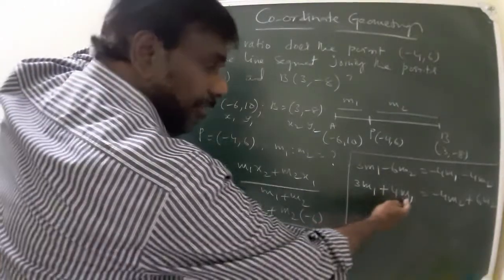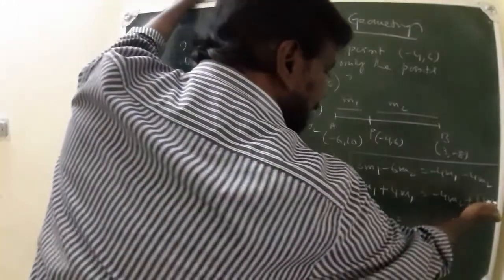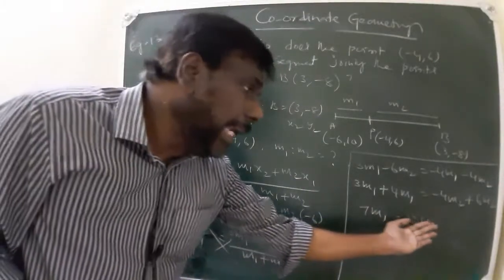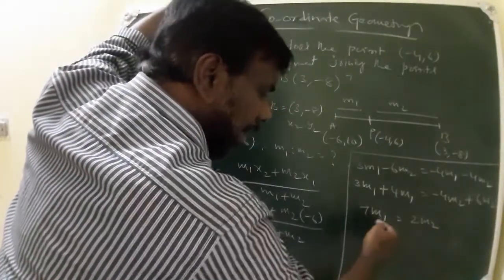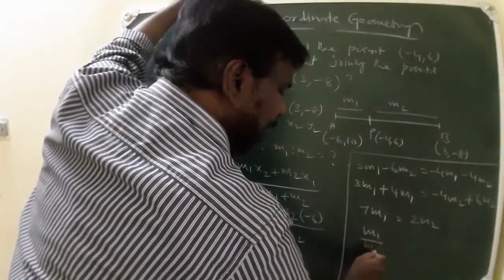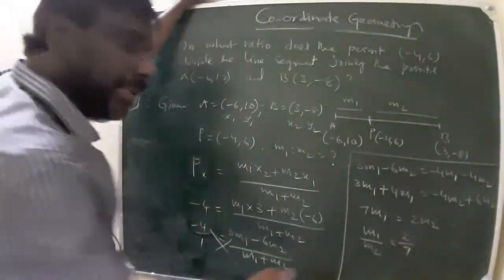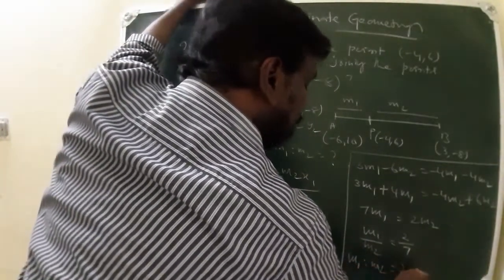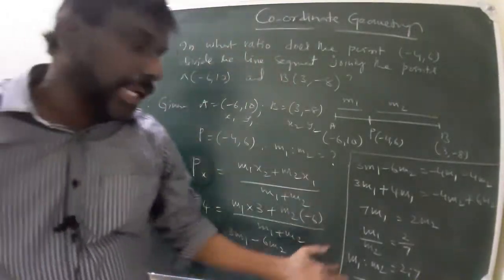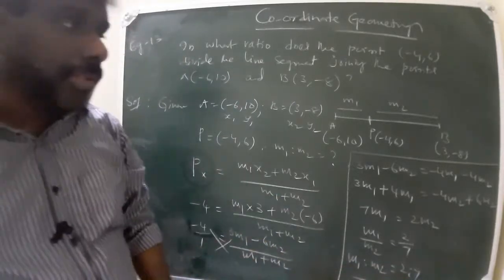Now simplify. 3M1 plus 4M1, 7M1. 6M2 minus 4M2, 2M2. Now you transpose all M values to the left side, all constants to the right side. Here M2 is there, no? Here it is multiplying. If you transpose it, it is dividing. This 7 transposed to that side, multiplying becomes dividing. So M1 by M2 we can write M1 is to M2, 2 is to 7. Ratio means nothing but division only, no? So M1 by M2 you should write M1 is to M2, equal to 2 is to 7.